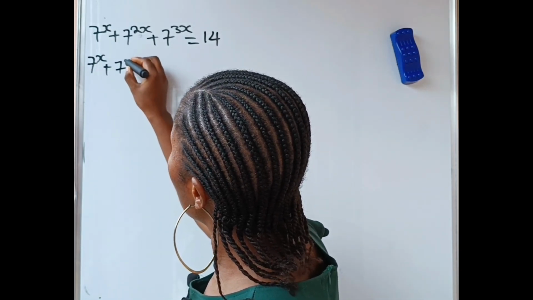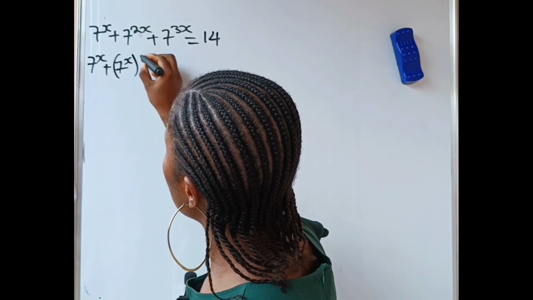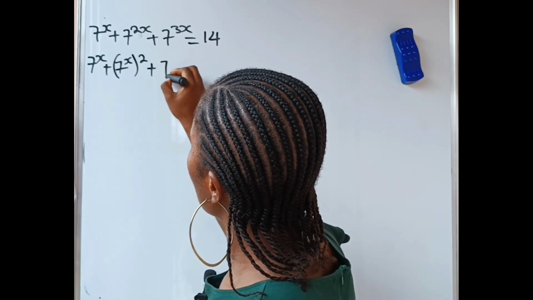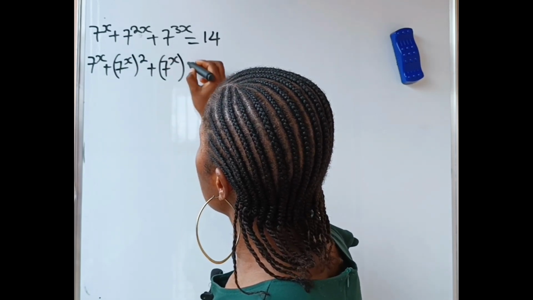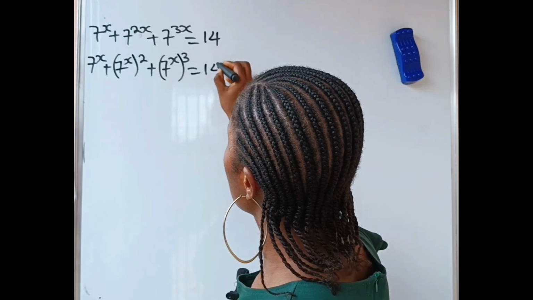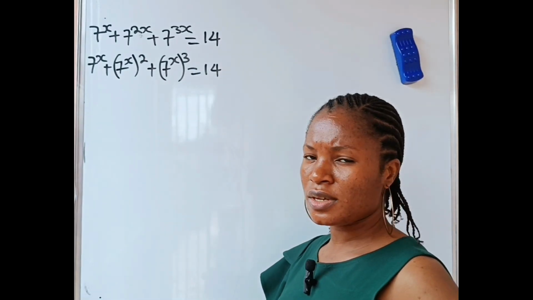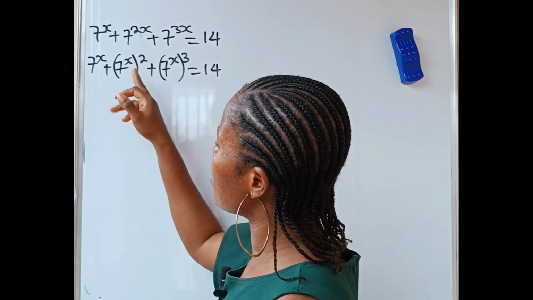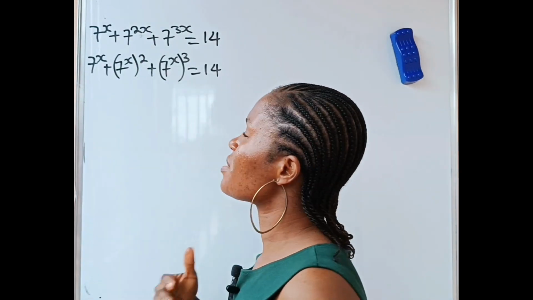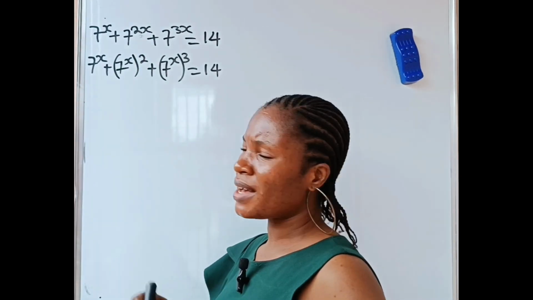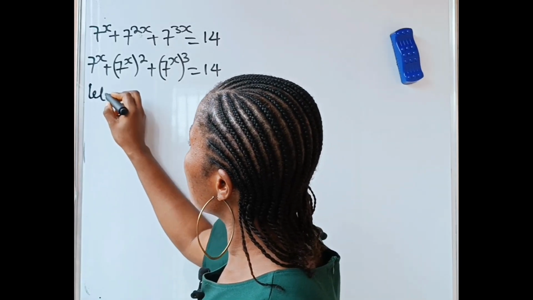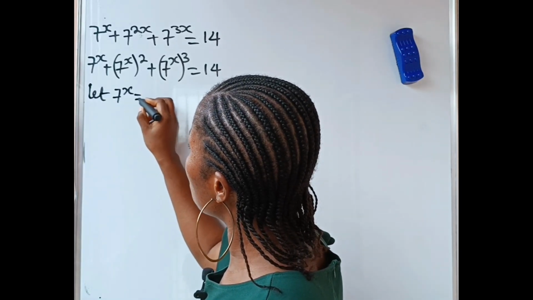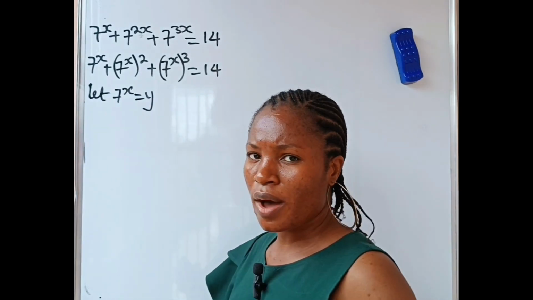7 to the power of x plus 7 to the power of x raised to the power of 2 plus 7 to the power of x raised to the power of 3 is equal to 14. Now, since we have 7 to the power of x repeated, we can simplify it by saying let 7 to the power of x be equal to something. So let's call it y.